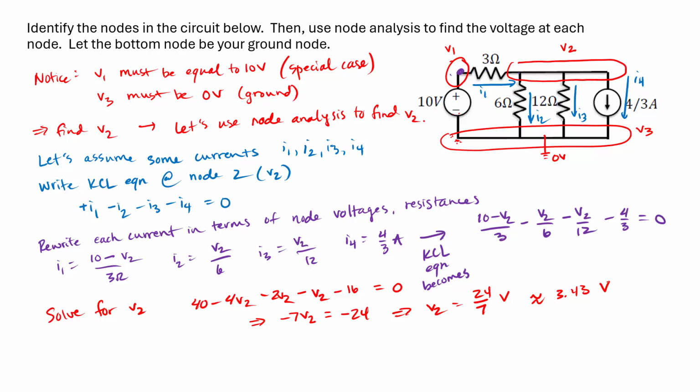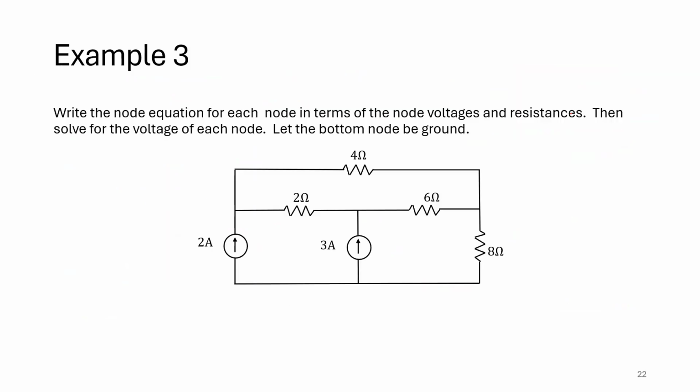So there you have it. Now we have found the voltage across all of our nodes. So we know V1 is 10 volts, V3 must be 0, and V2 is 3.43 volts. Now that we know those voltages, we can actually go back and solve for the currents if we'd like, and we know everything there is to know about this circuit. Okay, let's continue on to example 3.